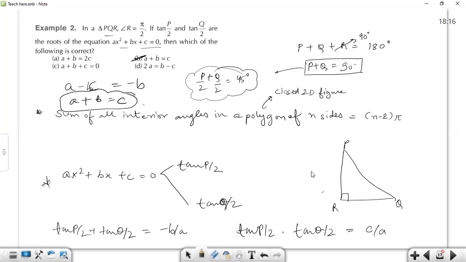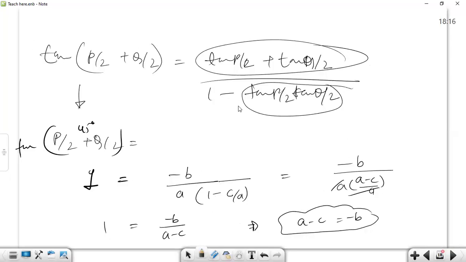Yes, what we have done is that we have understood that we know the sum and the product of roots, which gives us the formula of tangent of the combined angle P by 2 plus Q by 2. So we knew the LHS, we knew the RHS, and after substituting and solving, all of our calculation is in the coefficients of the given quadratic equation, and hence we are able to find the relation between them.